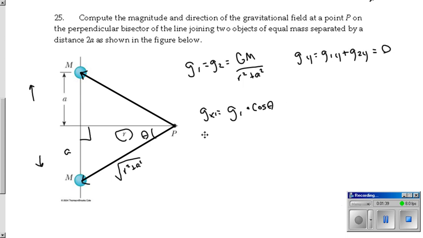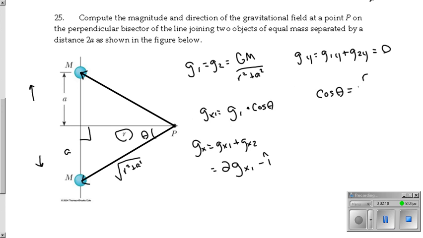Our overall g in the x direction will be equal to g_x1 plus g_x2, which will just be equal to 2 times g_x1, since g_x1 and g_x2 are the same thing. And this is going to be in the negative i hat direction. So we should take a look at cosine of theta. Cosine of theta is going to be our adjacent divided by our hypotenuse.